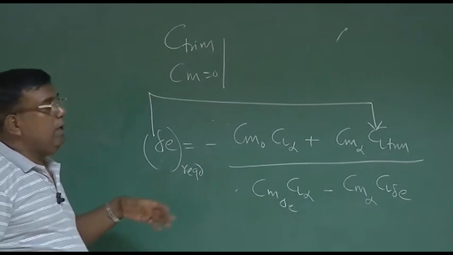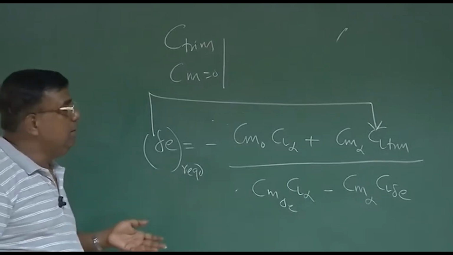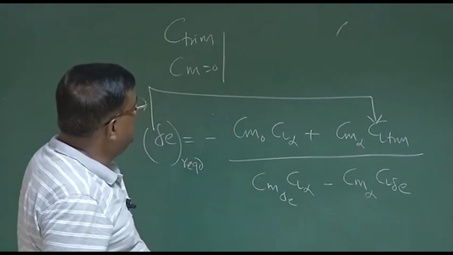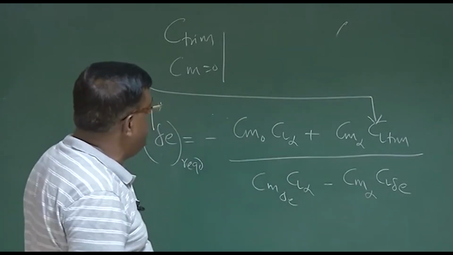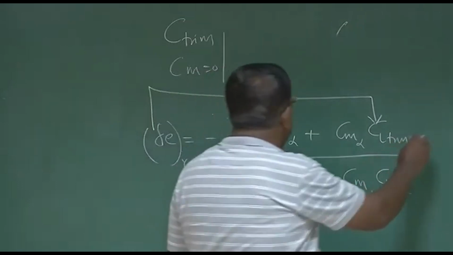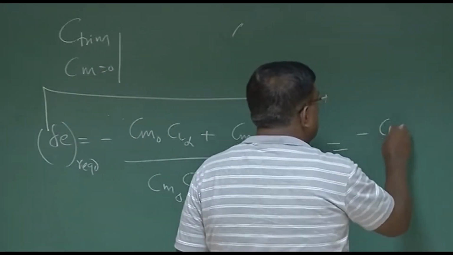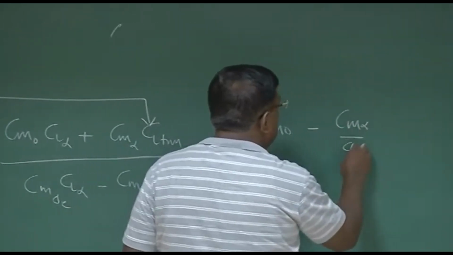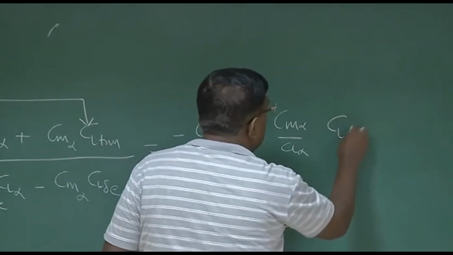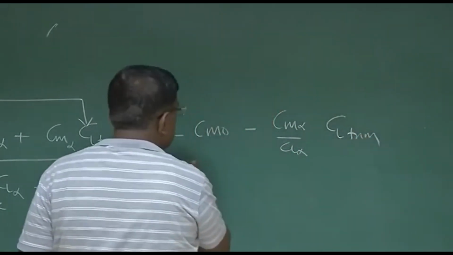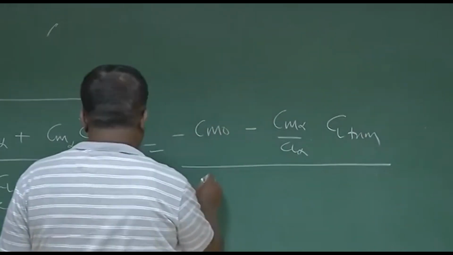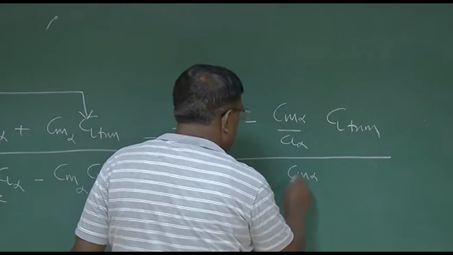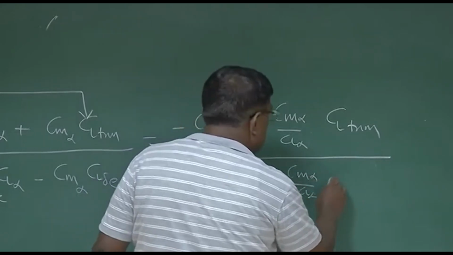But now I am trying to give some designer feel to this expression. So we'll do some manipulation, some approximation. Let us see what we do. We divide numerator and denominator by CL alpha. Then what we'll have? We'll have minus Cm naught minus Cm alpha by CL alpha into CL trim, divided by Cm delta E minus Cm alpha by CL alpha into CL delta E.